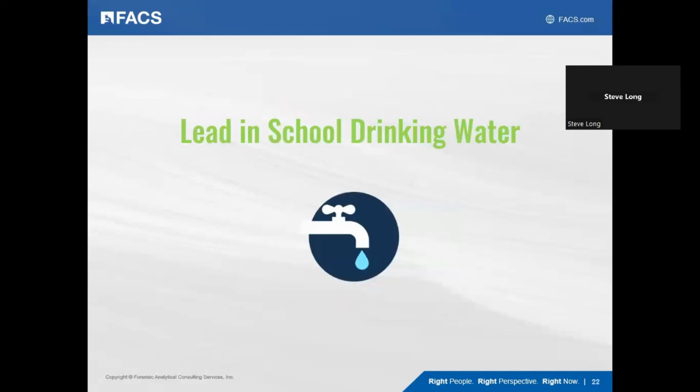So that covers lead in paint and soil. I'm going to turn it over now to Lydia, and she will cover for us lead in school drinking water.